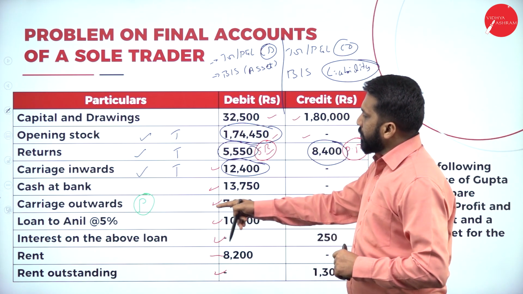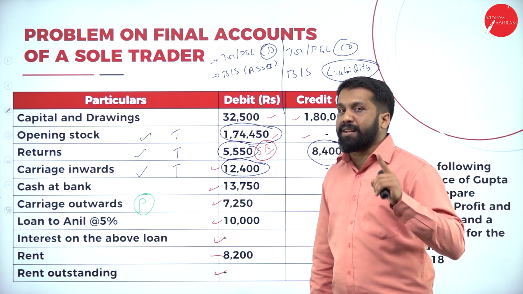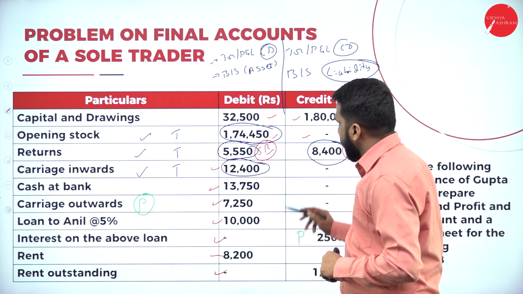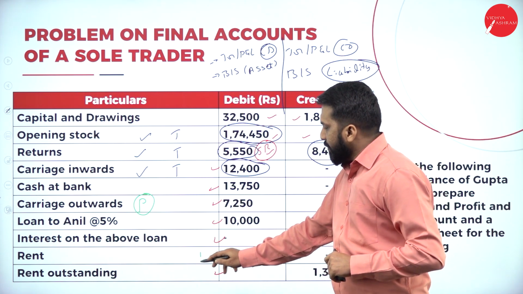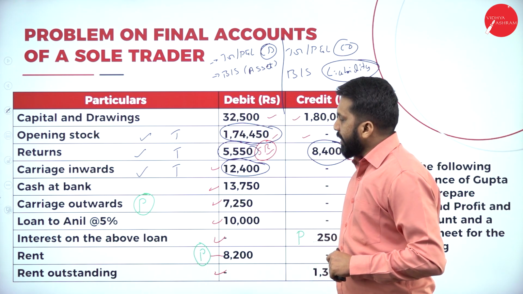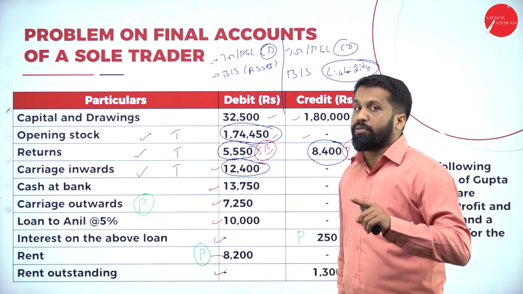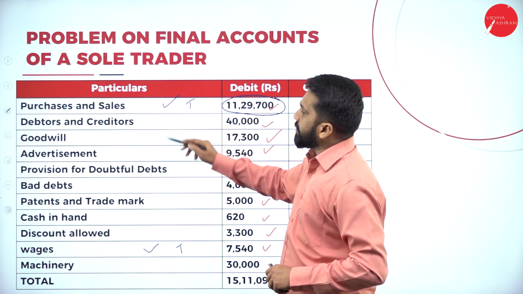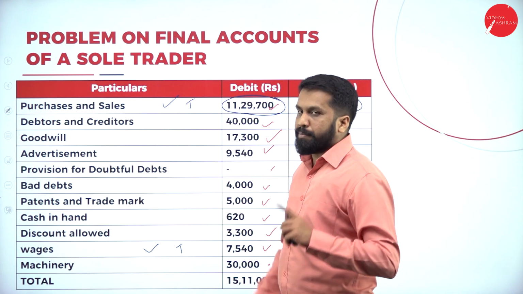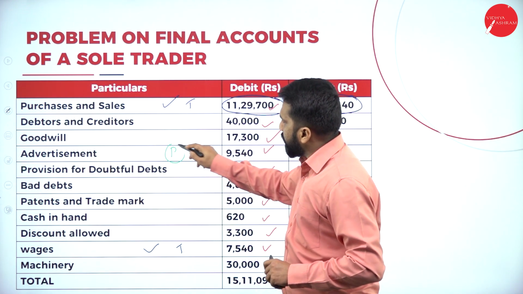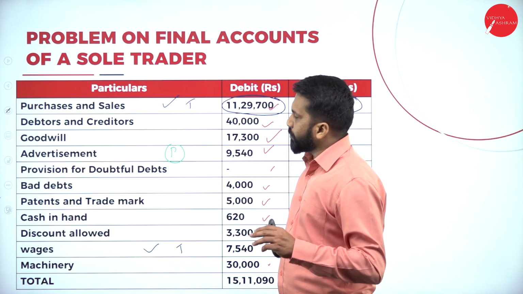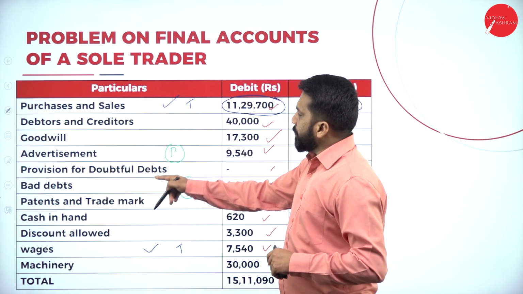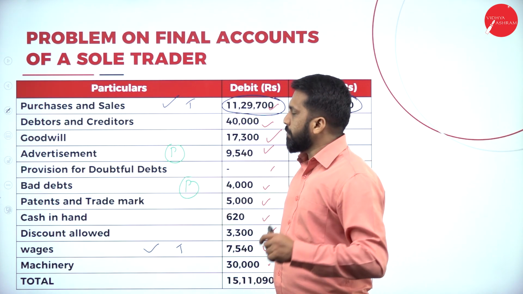Now, loan to Anil. Loan always comes under where? Balance sheet. Interest on the above loan, this will come under P&L. Rent, P&L. Rent outstanding. Rent will come under P&L. Outstanding, balance sheet. Now, purchase, sales over, debtors, creditors, balance sheet, goodwill, balance sheet, advertisement, P&L. Provision for doubtful debts will come later, bad debts will come later, it is P&L only. Provision for bad debts, we have adjustment, will come later.